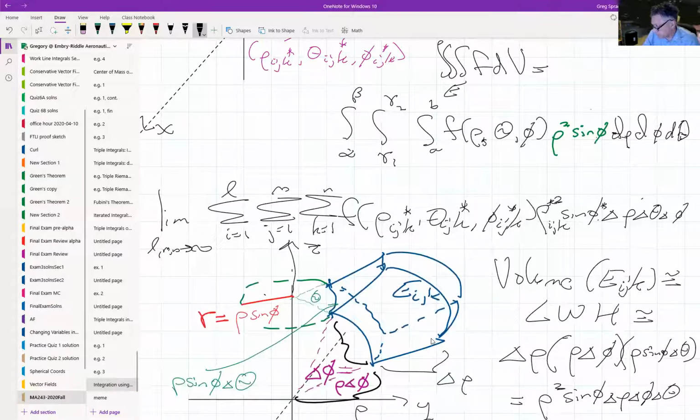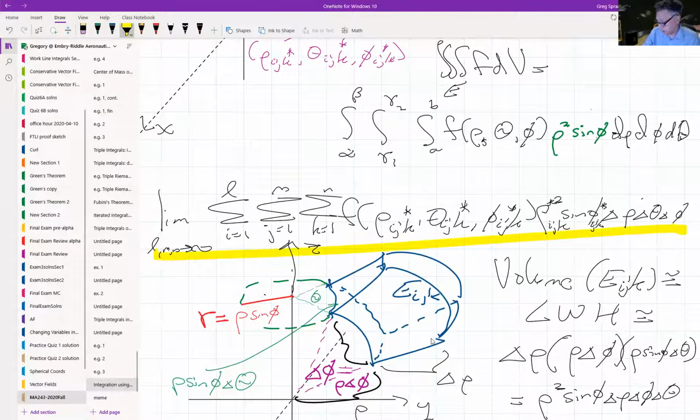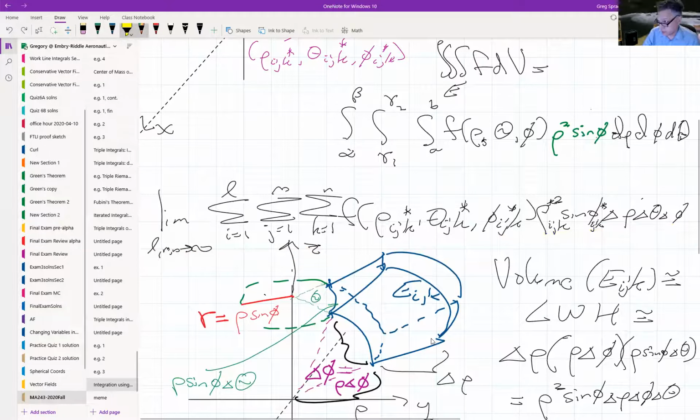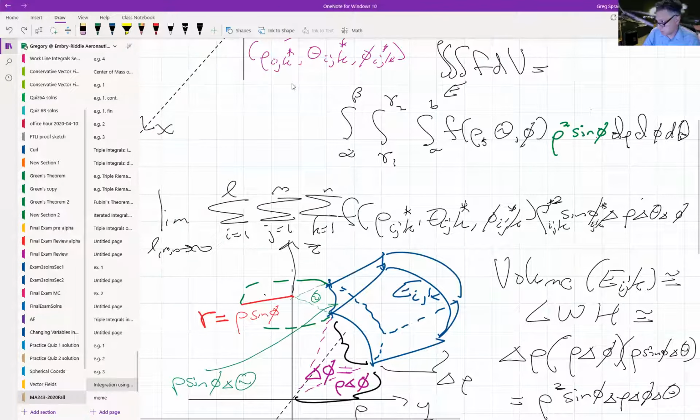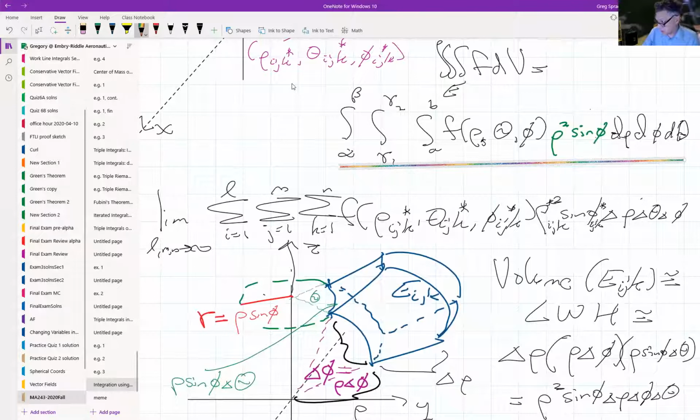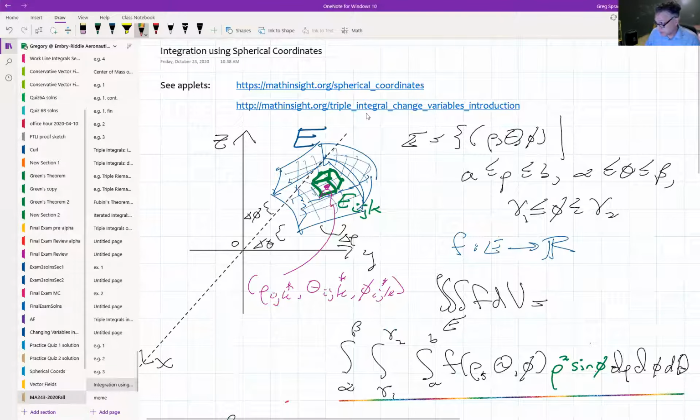But so now we have a real triple Riemann sum. If you take the limit as l, m, and n go to infinity, you get an iterated integral. So you get the magic formula there. So that's where it comes from. And now I'm going to show you an applet to maybe give you a better feeling for why this works.